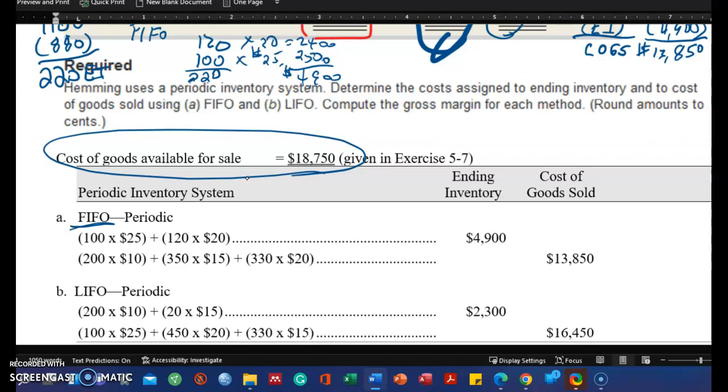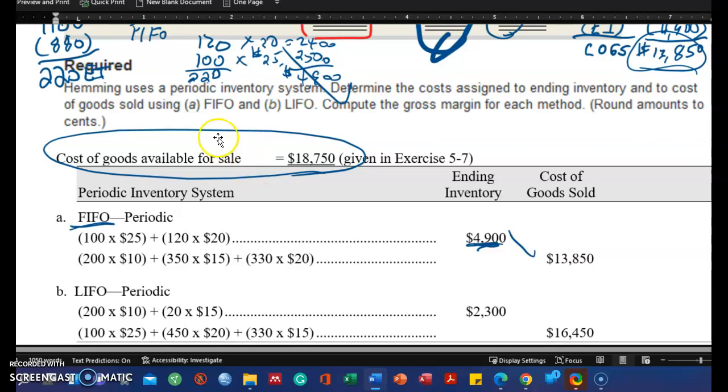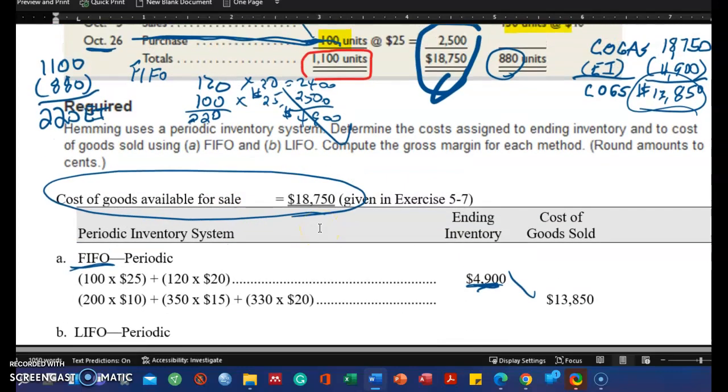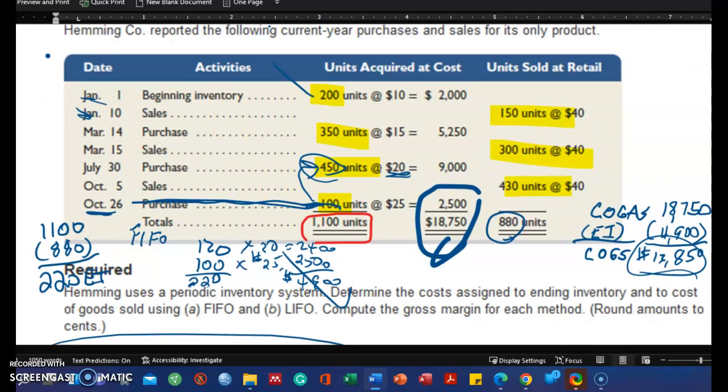FIFO: 4,900 is what we got for ending inventory right there. And then we calculated this for cost of goods sold. Bam. All right, so, well, let's just do LIFO. Let me clean up my mess.